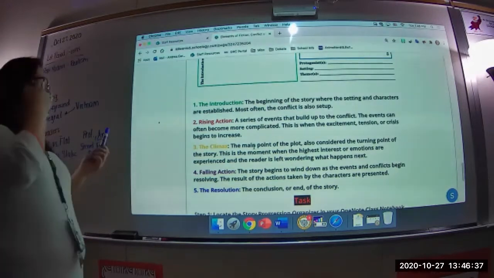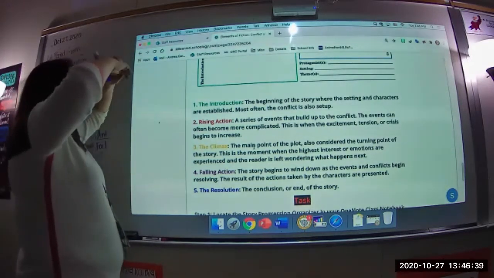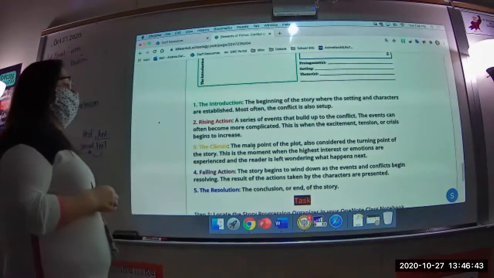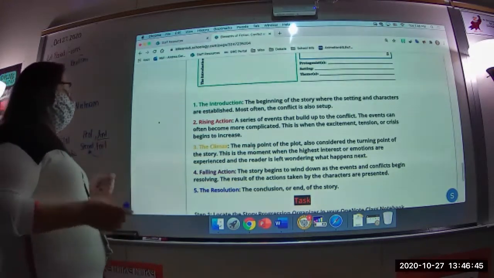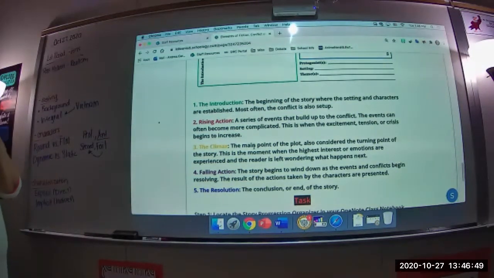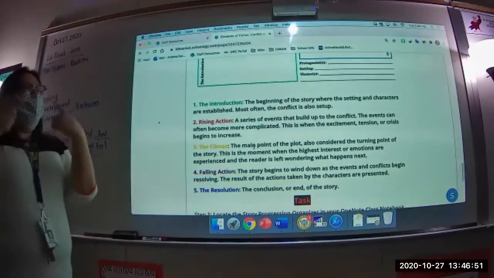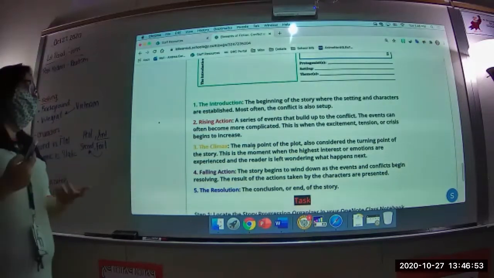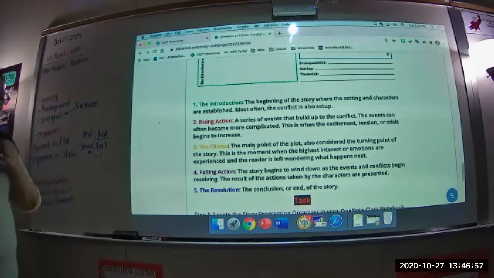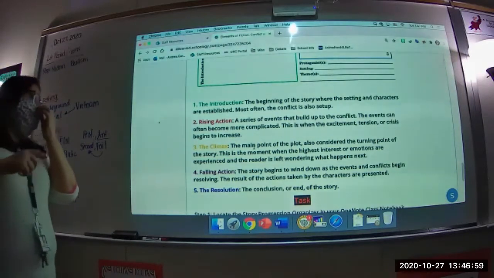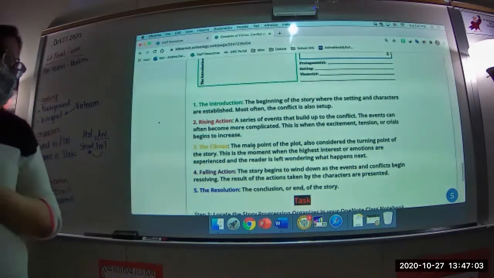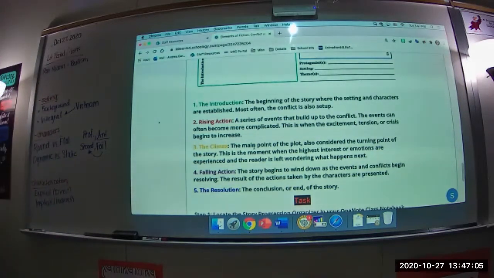Okay? Then you have the climax, which is the main point of the plot, also considered the turning point of the story. This is a moment with the highest interest and emotions are experienced, and the reader is left wondering what happens next. Then you have falling action, and that tends to go pretty fast, right? The story begins to wind down as the events and conflicts become resolved, and the result of the actions taken by the characters are presented, and then you have the wrap up, the resolution, where the story kind of just wraps it up.